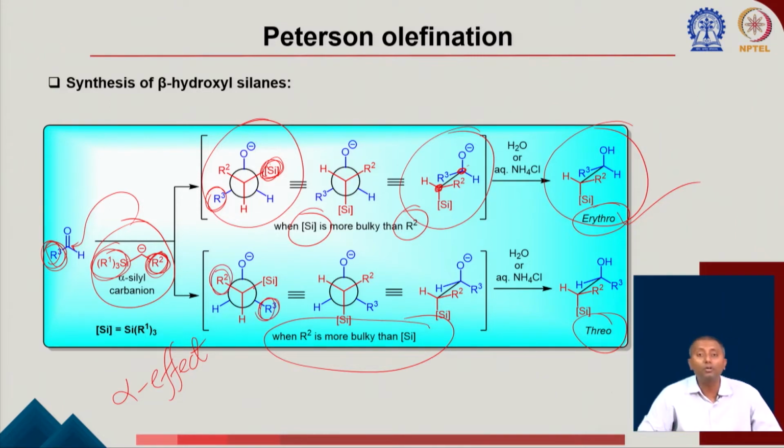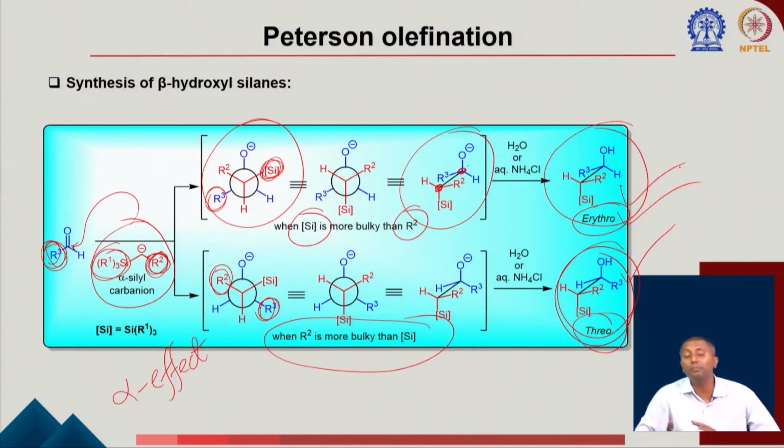Okay, because that will be the more stable conformation, where these two bulky groups will be far from each other in the anti-conformation. In that case, after the quenching, you can end up forming the threo. So in one case you can get the threo. Depending on the size of the silicon or the R2, which one is bulkier, you can get either threo or erythro. So that is a very important thing.